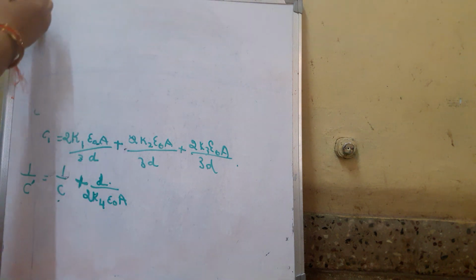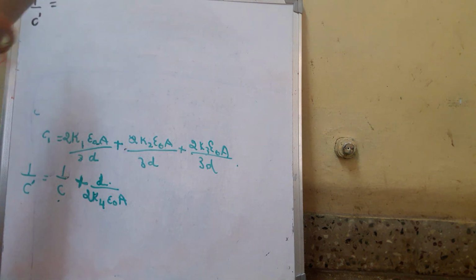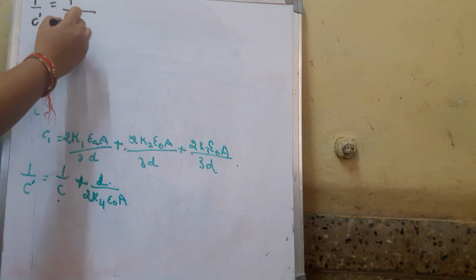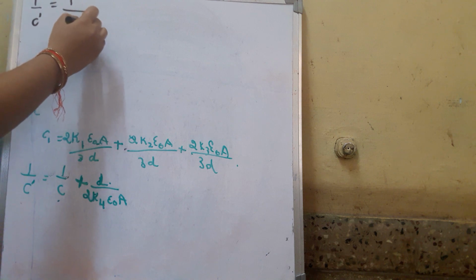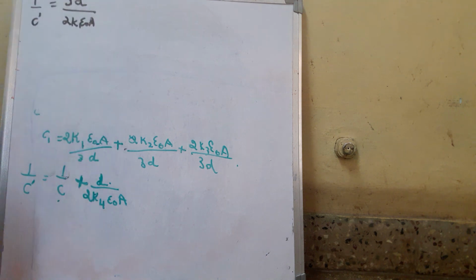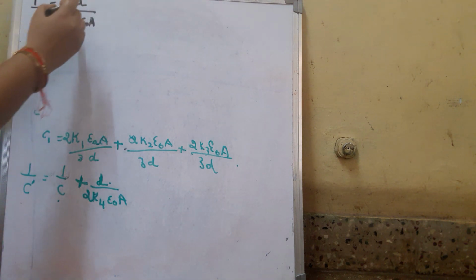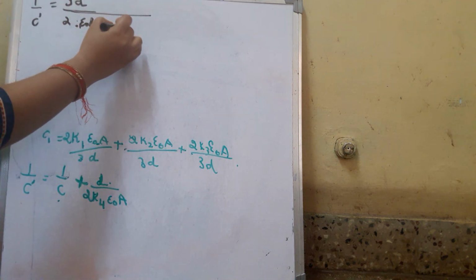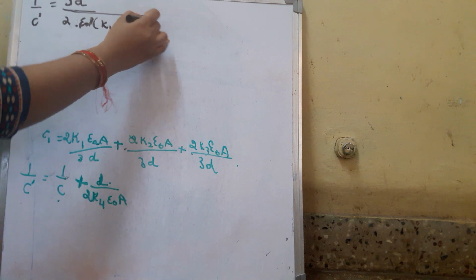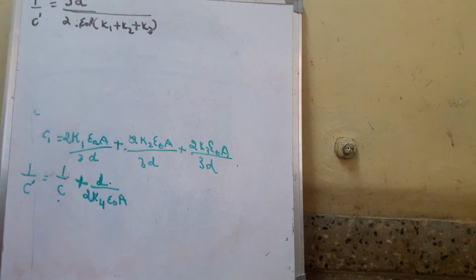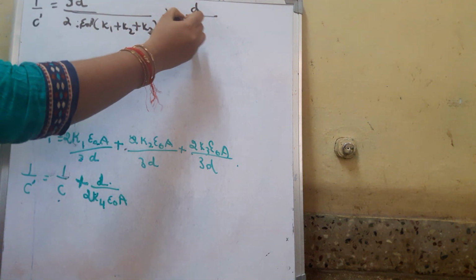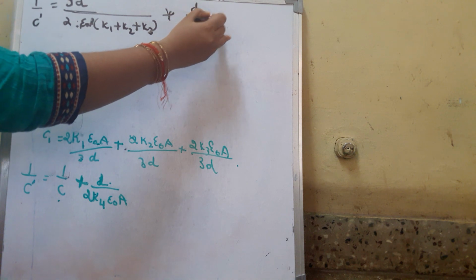Now, that is 1/C prime is equal to, tell me, 2 times K1 epsilon naught a 3 times d. Altogether, what can I write? Taking this as common, K1 plus K2 plus K3, I can rearrange and write like this, plus. What will this one be? This is nothing but d/2 times K4 epsilon naught a.